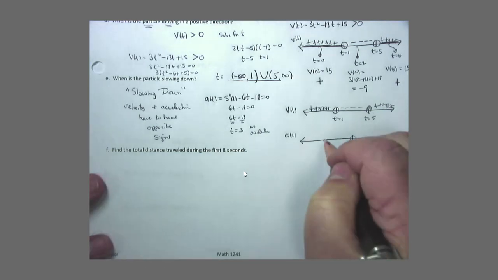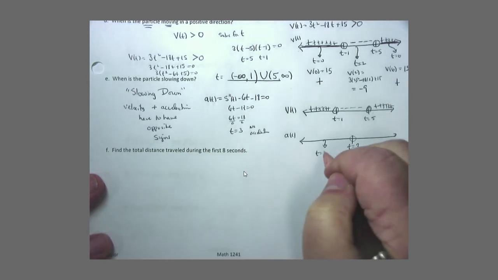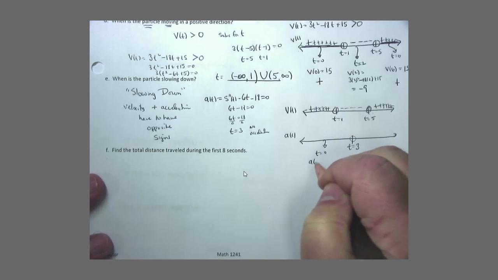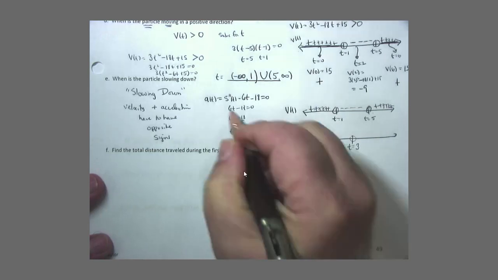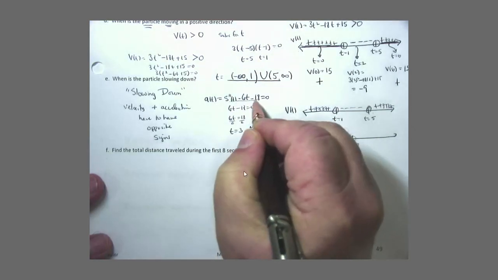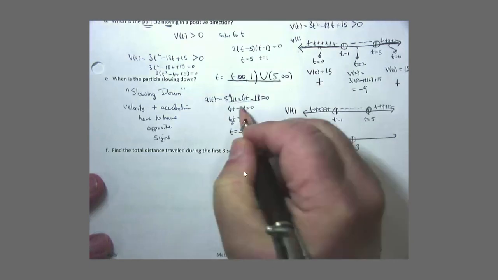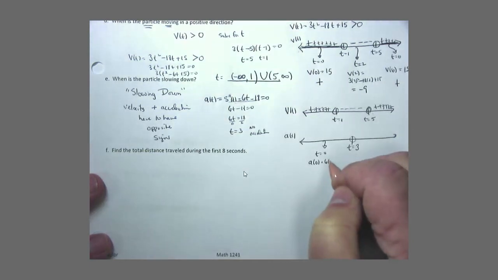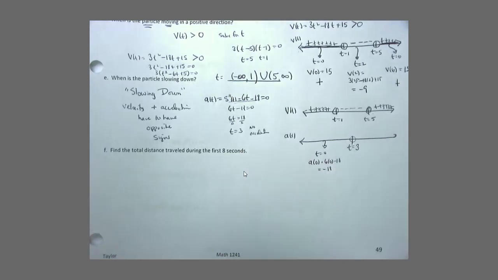So use your brain. Pick a number that is less than 3. Good choice. 0. And the acceleration at 0 would be, remember your acceleration equation is 6t minus 18. So that'll be 6 times 0 minus 18. That's equal to negative 18, officially feet per second squared.